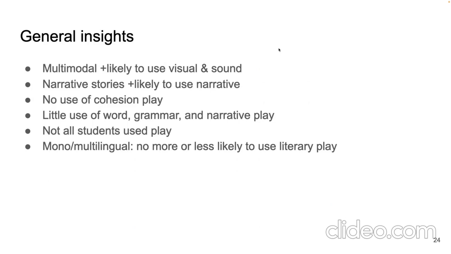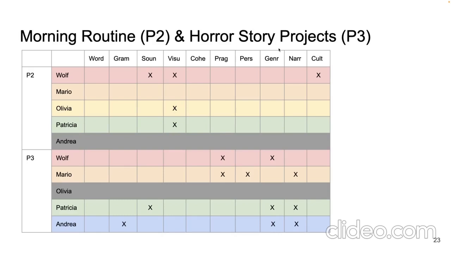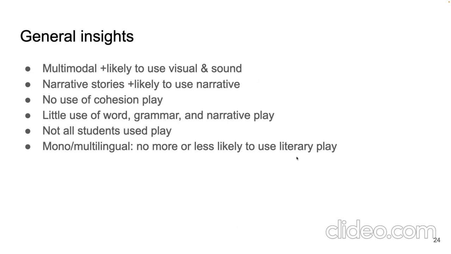So the general insights from this: the multimodal ones are more likely to use visual and sound play because those kind of lend themselves to doing so. And narrative stories are more likely to use narrative play. So notice Project 3, which is the horror story, there was a bit of narrative play going on there, whereas for the other 2 projects, there was none. There was no use of cohesion play at all across the projects, and there was not a lot of word, grammar and narrative play overall.